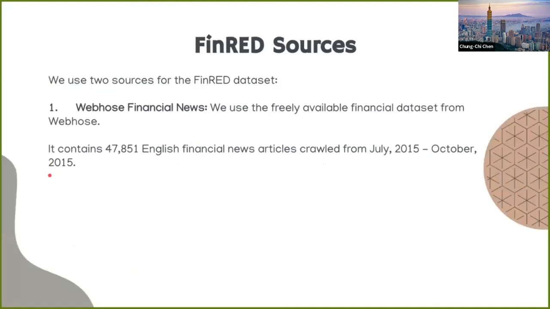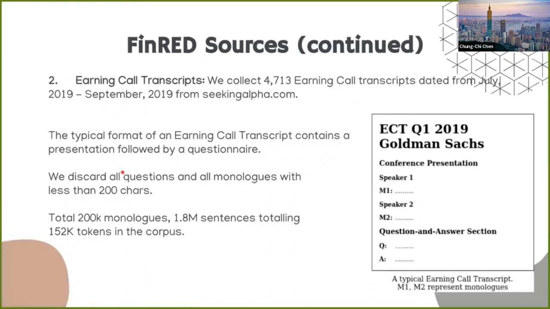We use two sources for the FinRED dataset. The first is Webhose Financial News, which is a freely available financial dataset from the Webhose website. It contains 47,851 English financial news articles, which have been crawled from July 2015 to October 2015. The second source is earning call transcripts, which are conference calls during which the management of a particular company announces and discusses the financial updates and the results of the company in the past quarter or year. In total, we collect 4,713 earning call transcripts, which have been dated from July 2019 to September 2019 from seekingalpha.com.